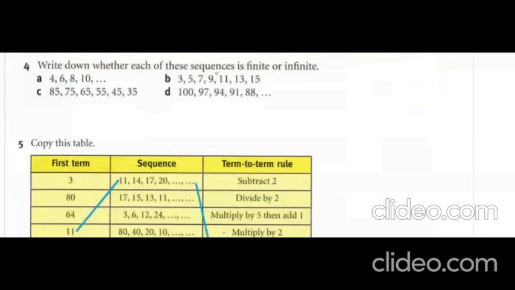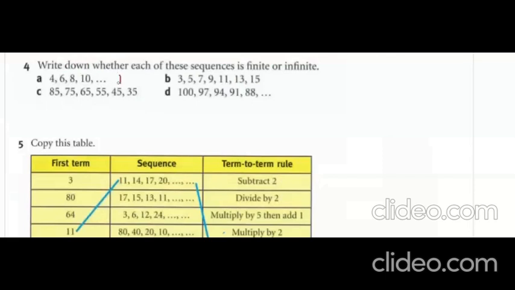Write down whether each of these sequences is finite or infinite. Already we have learned the definition of the finite sequence and also the infinite sequence. So when we see the three dots at the end of the terms, we can say that it is an infinite sequence, and if we don't see the three dots at the end of the sequence, then it is definitely finite.